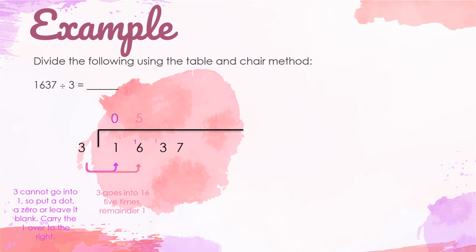So carry your 1 over to the next place value column. That number now becomes 13. Scoot your chair in for your third course. Count your 3 times tables until you get to 13. 3, 6, 9, 12, 15. 15 is too big. So 3 goes into 13 4 times, remainder 1.